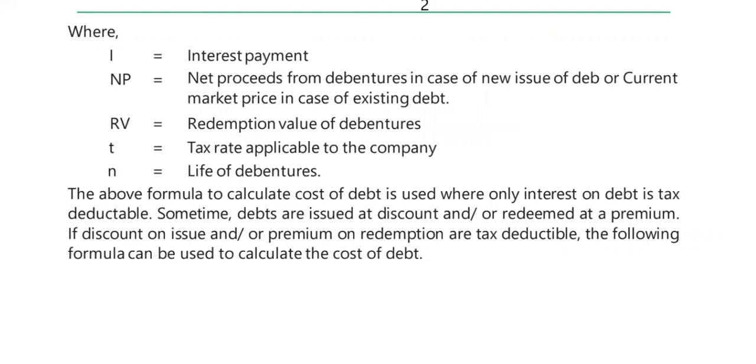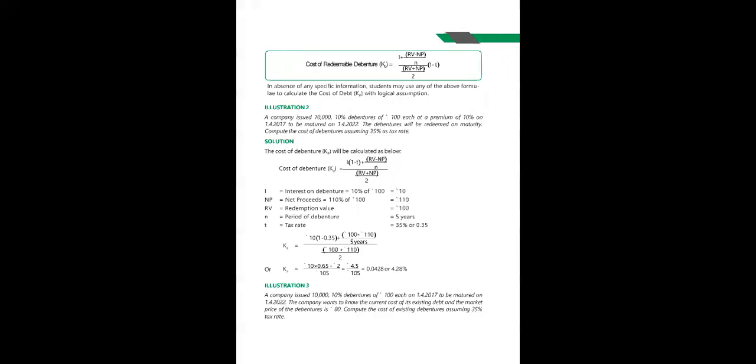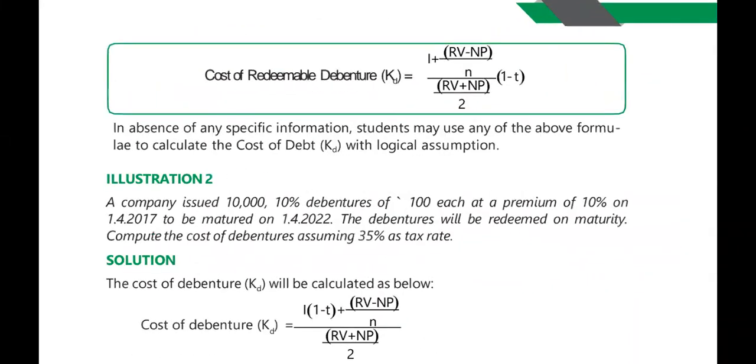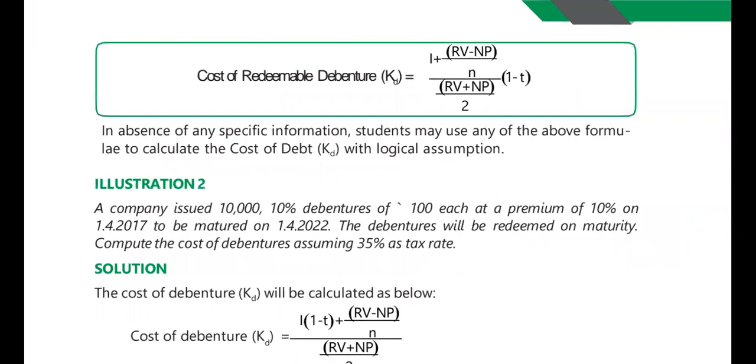Suppose the debentures are issued at discount or redeemed at premium. If discount or issue premium are tax deductible, we just interchange the formula. Cost of redeemable debenture is I plus RV minus NP divided by N, divided by RV plus NP divided by 2, into bracket 1 minus T.